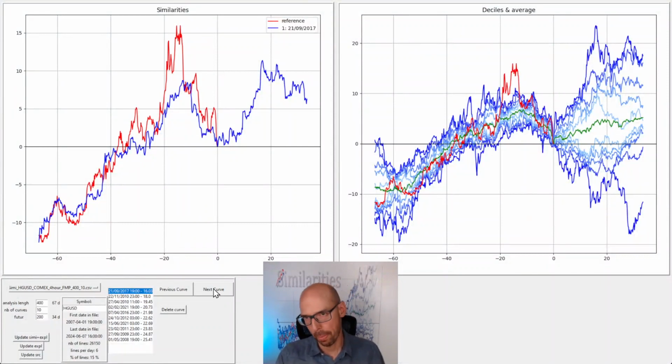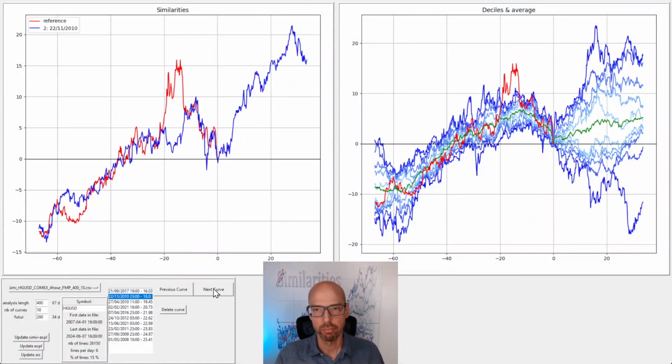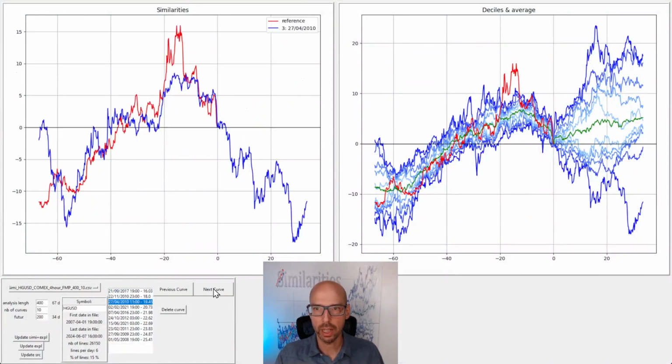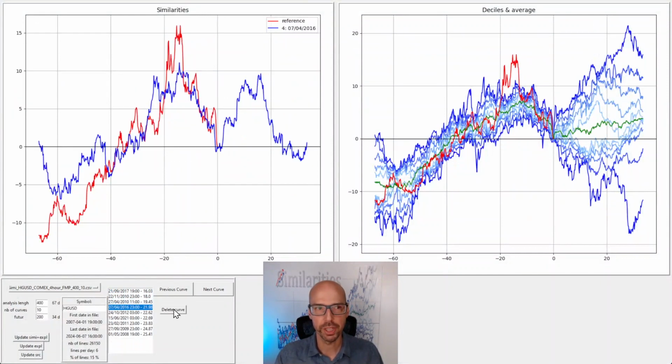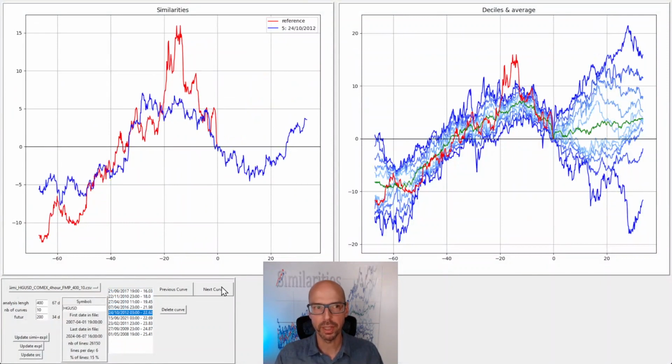This one is okay. This one is more or less, but okay, I will let that pass. This one too. This one's gonna be a no. It's really not the same shape. This one is more or less okay.